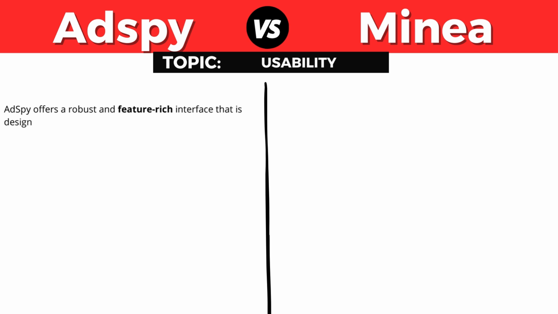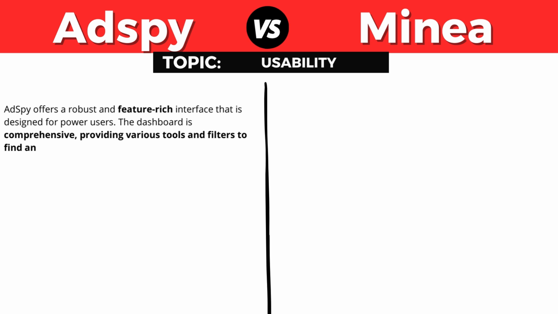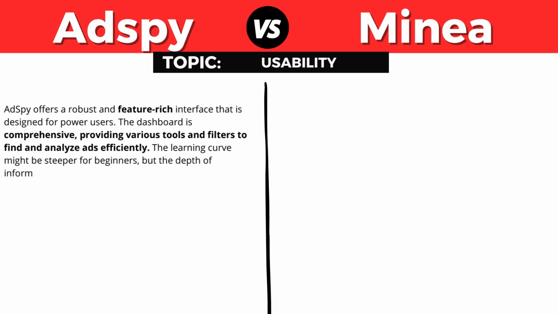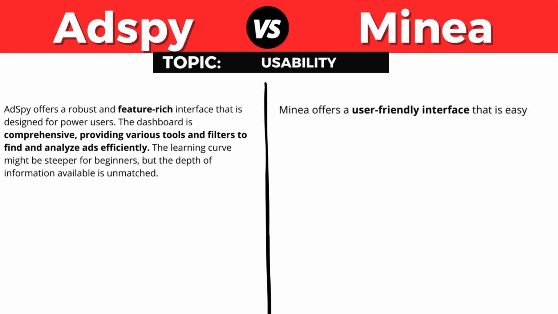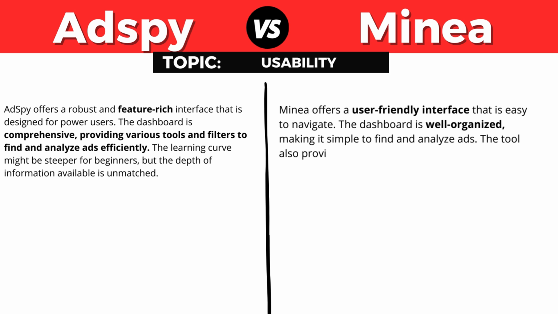of Adspy. Adspy offers a robust and feature-rich interface that is designed for power users. The dashboard is comprehensive, providing various tools and filters to find and analyze ads efficiently. The learning curve might be steeper for beginners, but the depth of information available is unmatched. Minea offers a user-friendly interface that's easy to navigate. The dashboard is well organized, making it simple to find and analyze ads. The tool also provides helpful tutorials and customer support to assist new users.